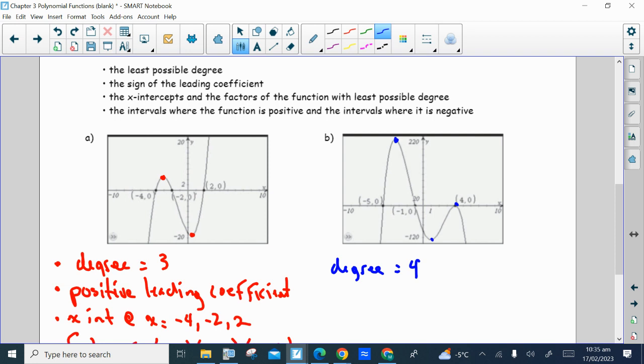Because it opens downwards, the only way a quadratic opens down is if the leading coefficient is negative. So the same thing has to happen here. The graph opens downwards, so this will have a negative leading coefficient.